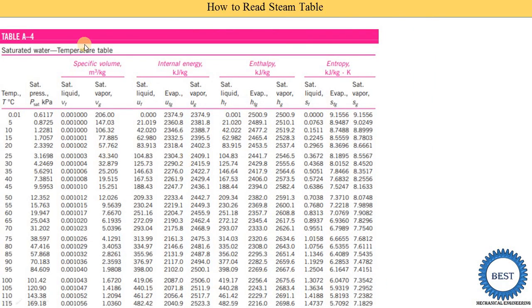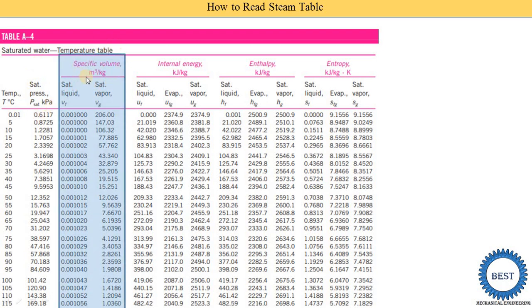Here you see table A4, saturated water, temperature table. In that, the first column is the temperature in degrees centigrade. If we know the temperature of the steam, then we can find out the following properties. The second column is the saturated pressure in kilopascal. Third is the specific volume, whose unit is meter cube per kg. There are two types of volume: one for the saturated liquid, denoted VF, and another for the saturated vapor, VG.